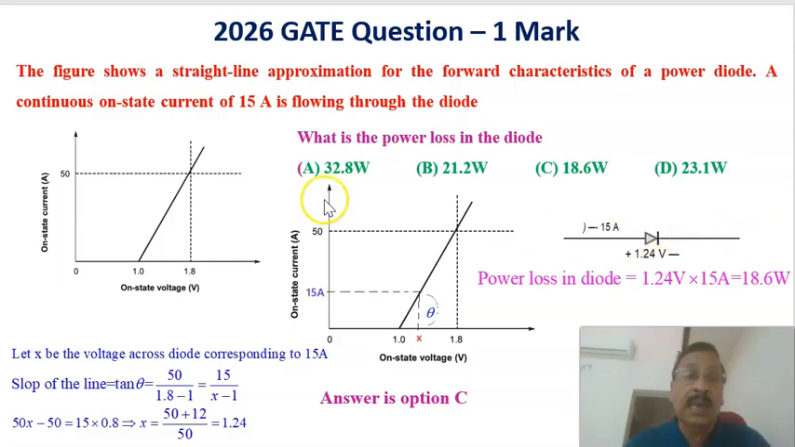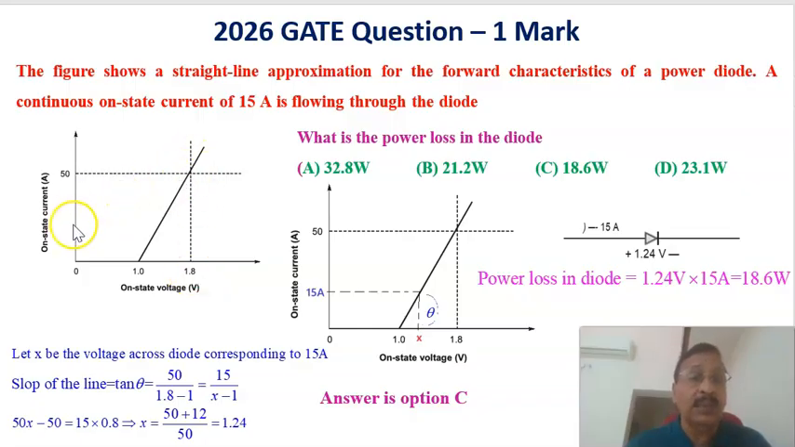Now, what is the power loss of this diode through which a continuous current of 15 amperes is flowing? The approximation, a straight line approximation, is the voltage across the diode and the current through the diode. This is the straight line approximation of the forward characteristics of the power diode. Corresponding to 15 amperes, you have to find out the voltage drop. Once you get the voltage drop corresponding to 15 amperes, that voltage drop into the current 15 amperes will give the power loss. Therefore, this is the plot for 50 amperes and here it is equal to 1.8 volt.